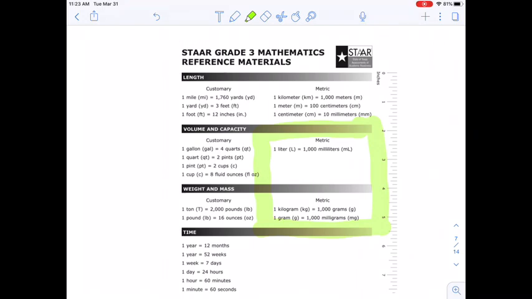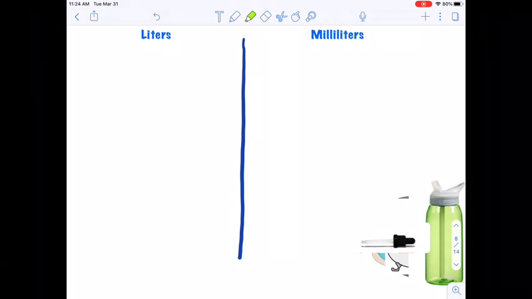For volume and capacity, we're going to be deciding, is something measured with liters or will it be measured with milliliters? And then for weight and mass, we'll be deciding, is something going to be measured in kilograms, grams, or milligrams? And for each of those, we'll look at an item that would help us compare, just like we did yesterday. So let's get started.